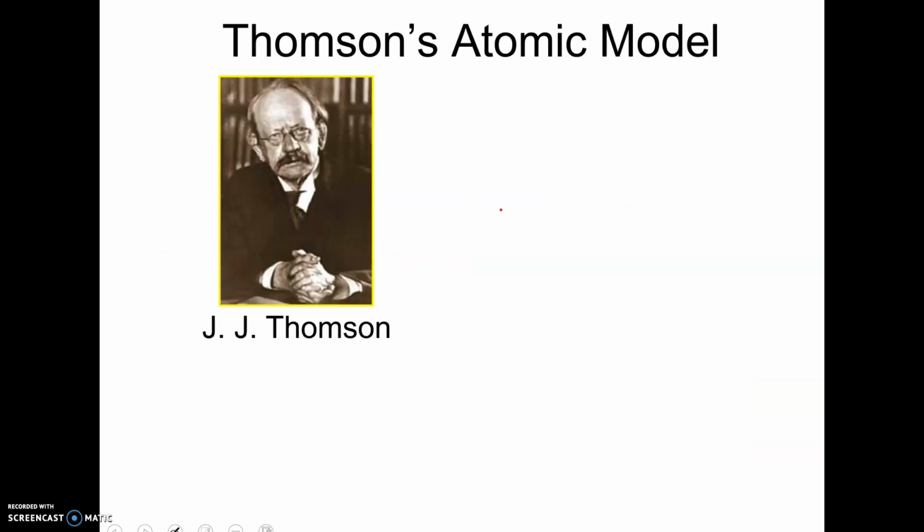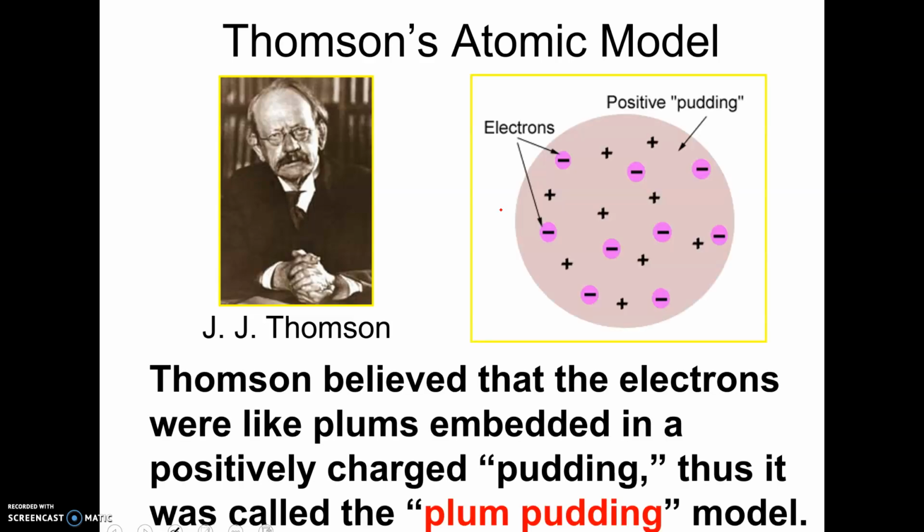J.J. Thomson, so remember, he's the one that did the cathode ray tube experiment. So he came up with a model of what he thought atoms looked like. He called it the plum pudding model. He thought that the electrons would be like these plums embedded in this sea of positive charges. So you see how the positives and negatives were all sort of scattered throughout an atom. And again, he came up with this based on the fact that he knew that there was this negatively charged particle. And that was, of course, the electrons.